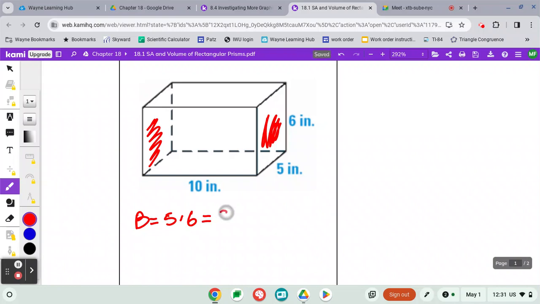30. And what's our label again? It's inches, but squared. Good. Yep. All right. Now, don't forget, when we find our perimeter, we need 5 plus 6. What else do I need?